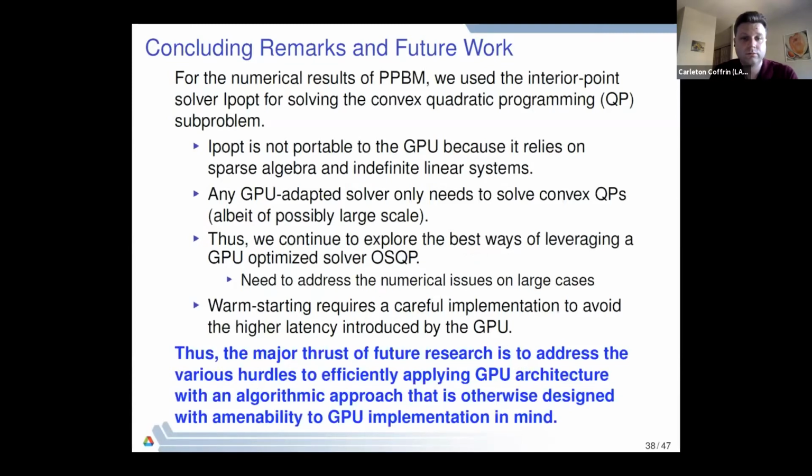In the experiments, as I mentioned, we used IPOPT. We couldn't apply GPU directly to it. It's not portable because IPOPT and other interior point methods rely on sparse algebra and definite linear systems. So we need an adapted version of a GPU solver. We know that the subproblem is convex, so that's good. We can work with that.